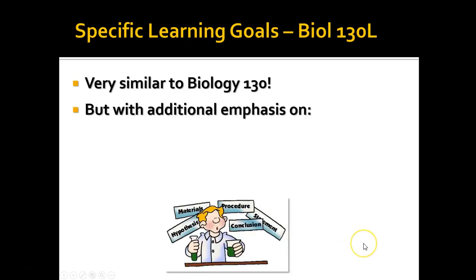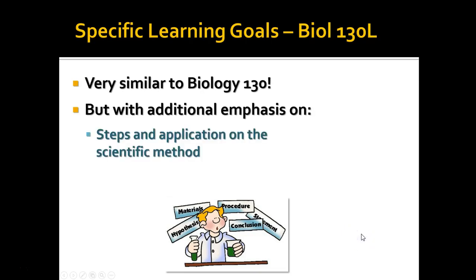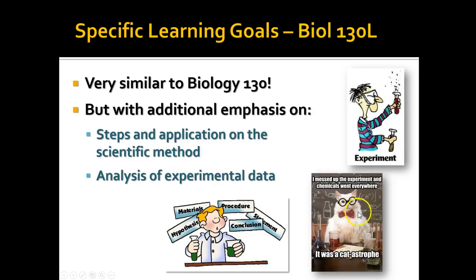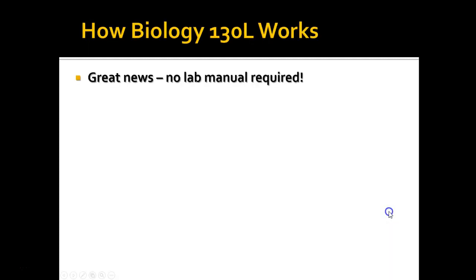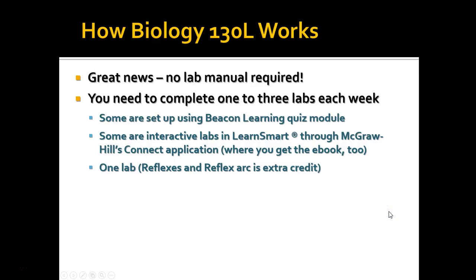Now, Biology 130L, which is the lab portion of it, is going to be done very similarly. But in this particular part, you're going to be looking at applying the scientific method and analyzing experimental data. This replaces actually stepping into the lab and doing the work. The nice thing is no lab manuals required, which is good because they tend to be in the $150 to $200 range, so we're skipping that.